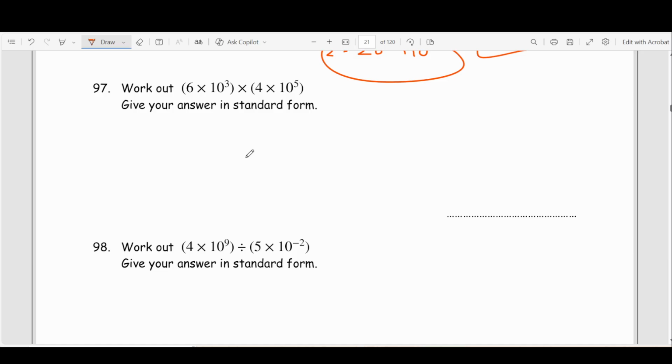Now let's check the multiplication. For multiplication, we just need to group the numerical coefficients and the powers of 10. These numbers times them: 6 times 4 is 24. Then remember 10 to the power 3 times 10 to the power 5. This is the law of powers. What did we learn? How do we multiply it? Can you explain this?